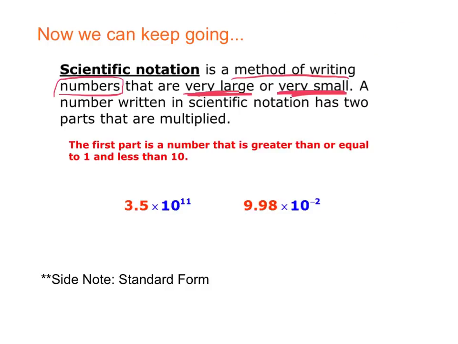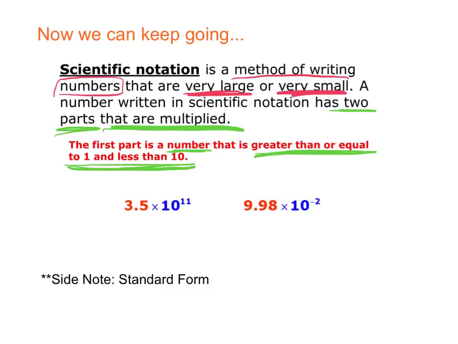And so what we can do is we can write these in what we call scientific notation. And scientific notation has two parts that are being multiplied together. The first part is a number that is greater than or equal to 1 and less than 10. So if you look at these numbers in red, this number here and this number here, these are between 1 and 10. So we don't want to have anything less than 1, and we don't want anything over 10. And then the second part is our power of 10.